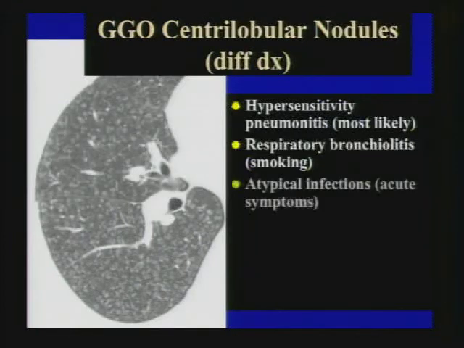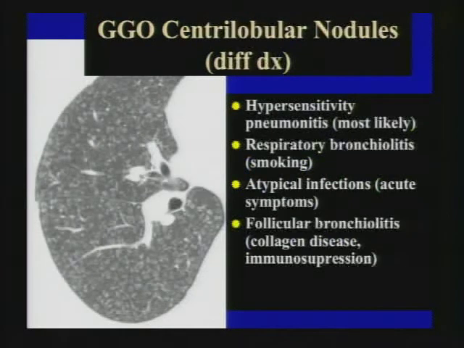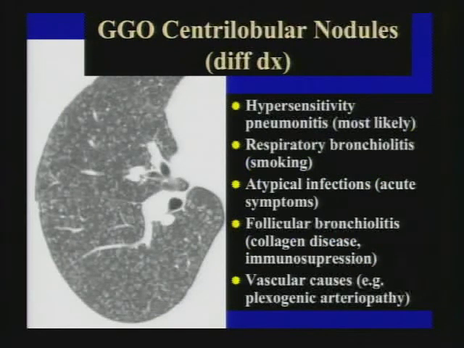Looks exactly the same. Occasionally, if the patient has just acute symptoms, you can get a viral infection which causes a peribronchiolar inflammation. Follicular bronchiolitis, which we've talked about, is quite rare, and I would never mention it unless I had a history of Sjogren's disease or something, or immunosuppression. And then there are very rare vascular causes. But primarily, we're talking about HP and maybe a couple others. And if you say those three things, you're free and clear.